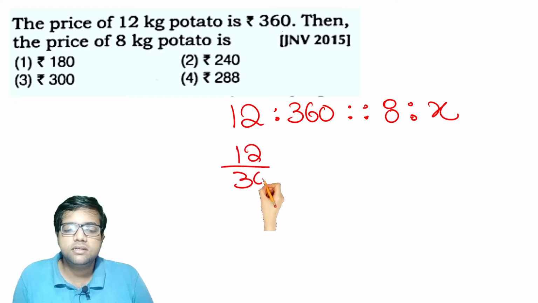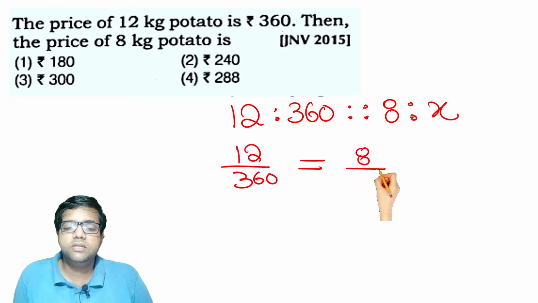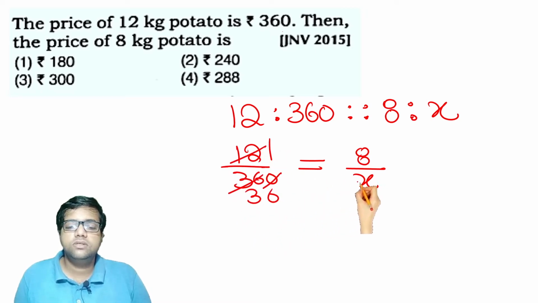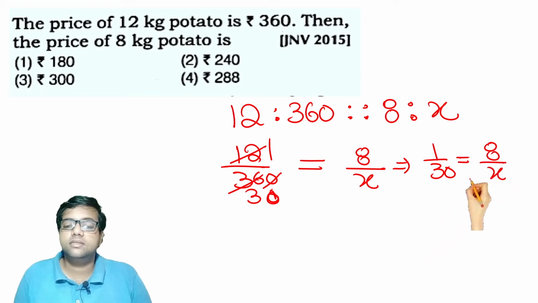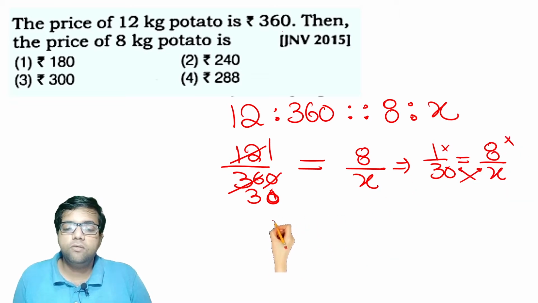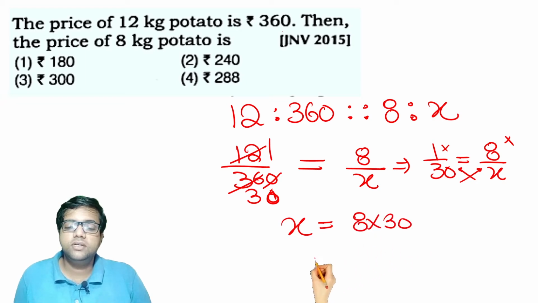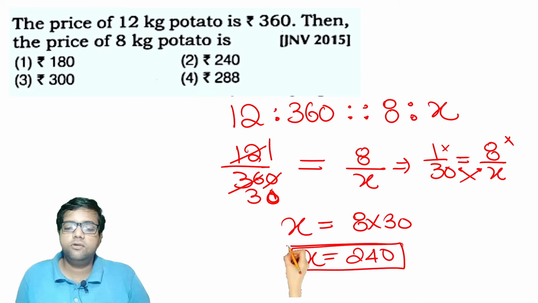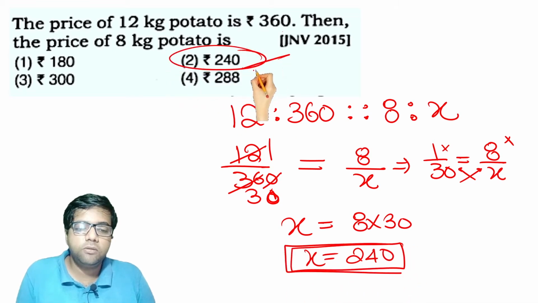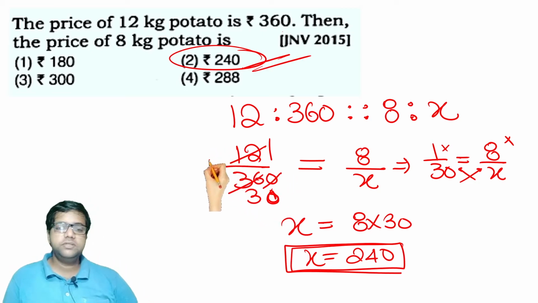So let's do the math. 12 by 360 is equal to 8 by x. 12 ones are 12, 12 threes are 36, 12 zeros are 0. So this will be equal to 1 by 30 is equal to 8 by x. Cross multiply x to 1, cross multiply 30 to 8. What you will get? 1 into x is equal to 8 into 30. x is equal to 8 threes are 24 and 1 zero at the end. So 240 rupees. Option 2 is the right answer for this question.